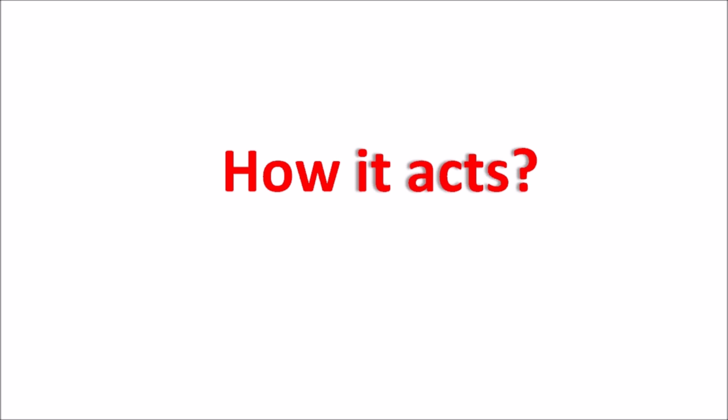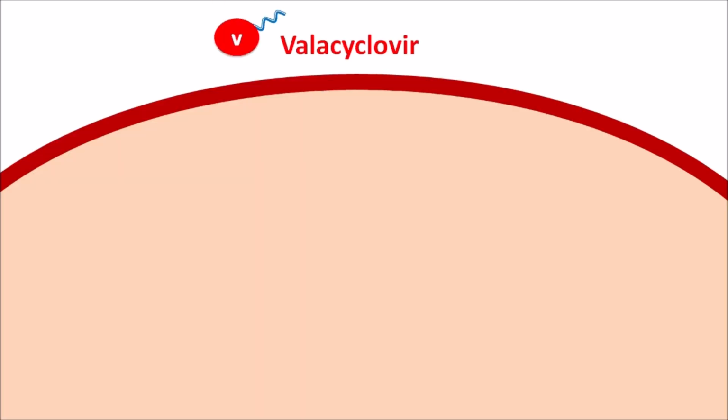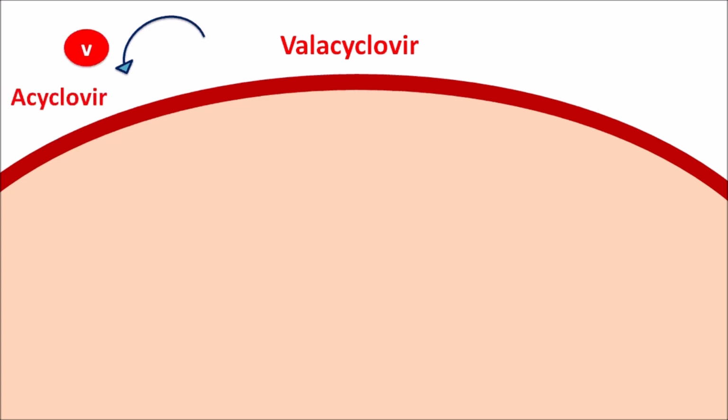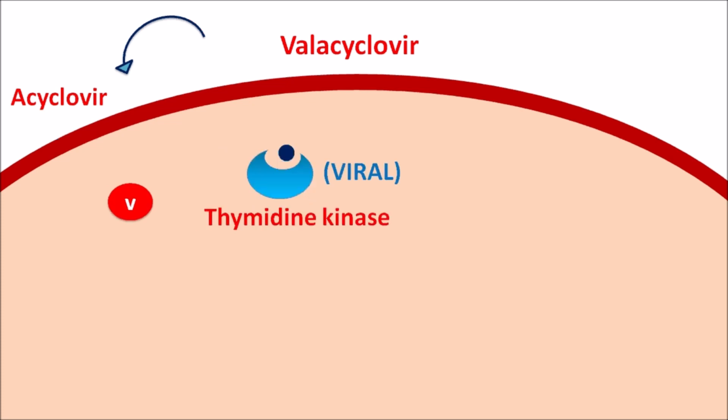Now let us see how this drug acts. Valacyclovir is one of the prodrugs which is going to be converted into acyclovir. Now this acyclovir is the active metabolite of this drug which inhibits the herpes infection. This acyclovir can enter into the infected cells where it is going to be phosphorylated by one of the enzymes, thymidine kinase. This thymidine kinase enzyme belongs to the virus. So initially it is activated by viral thymidine kinase.